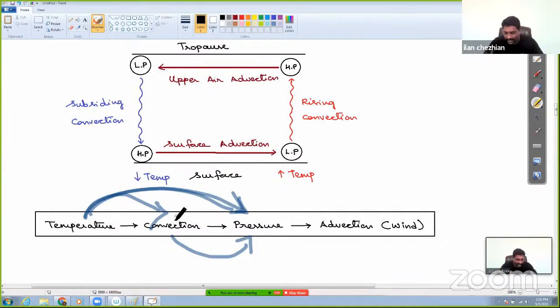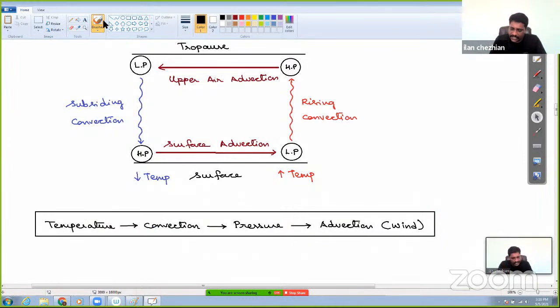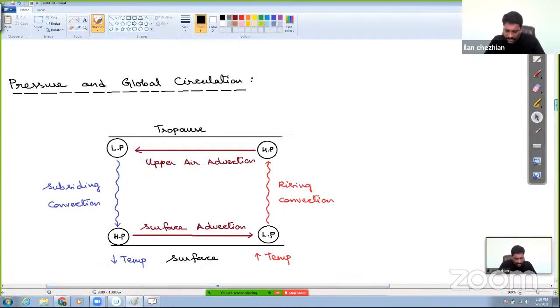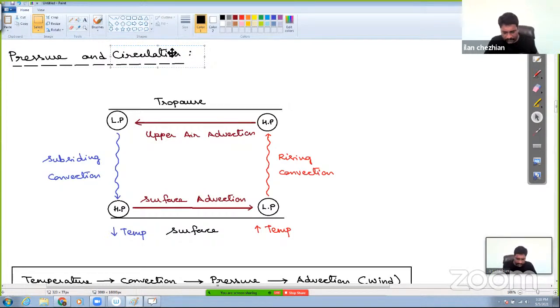Once the pressure is created, you have a compensatory mechanism. This compensatory mechanism you call wind, my friend. So what is the relation between pressure and wind? We have taken it. The circulation, you call as what? A global circulation, my friend. Instead of global circulation, you can simply call it circulation. That's more than enough. So pressure and circulation should be more than enough.